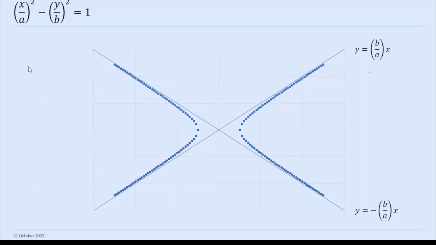And then this is the more general case. This is (x over a) squared minus (y over b) squared equals 1. And here the asymptotes are y equals b over a times x and y equals minus b over a times x. I mean, just to check that, if you put in b over a times x for y here, the b's cancel and you get (x over a) squared, which in the limit is true because the 1 becomes negligible.